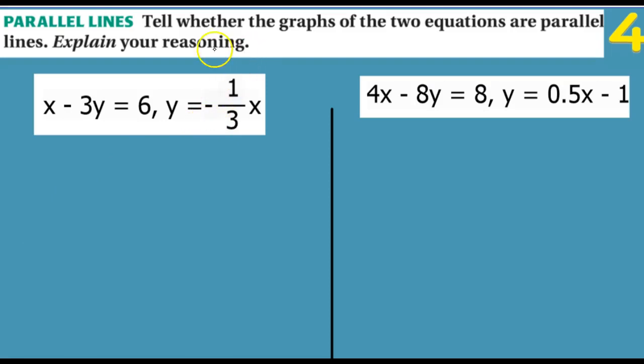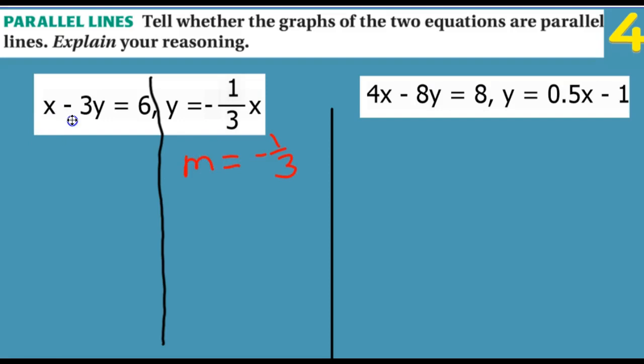Alright, now we need to tell if these two lines are parallel. So what we're looking for is to find if they have the same slope. So I'm going to make a line in between here so I know we have separate problems. Here, this one's already pretty easy because we already have y by itself. So we know that the m, or the slope, is what comes in front of the x. So our m is negative 1/3.